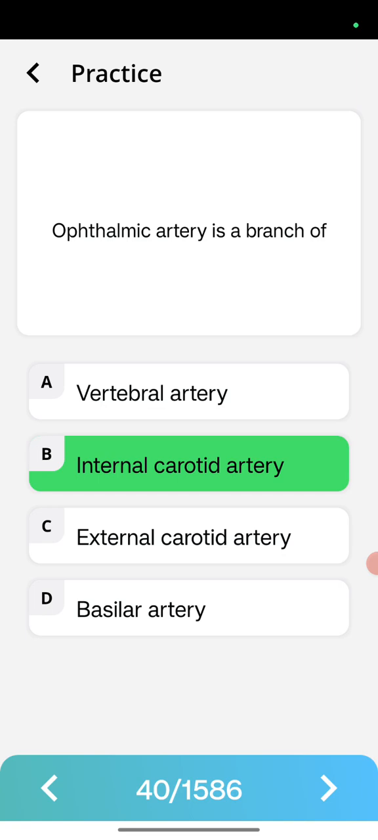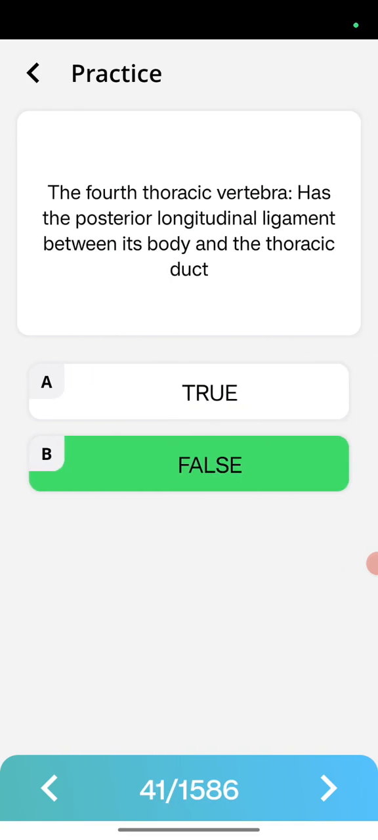Ophthalmic artery is a branch of the internal carotid artery. The fourth thoracic vertebra has the posterior longitudinal ligament between its body and the thoracic duct folds.